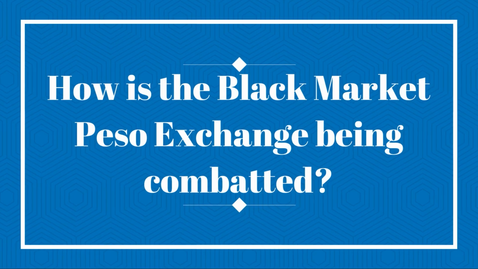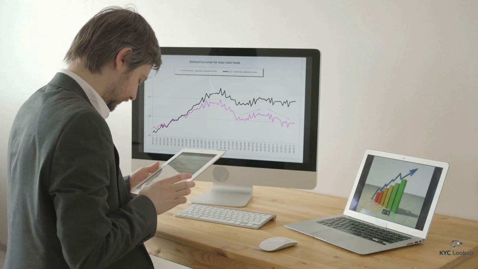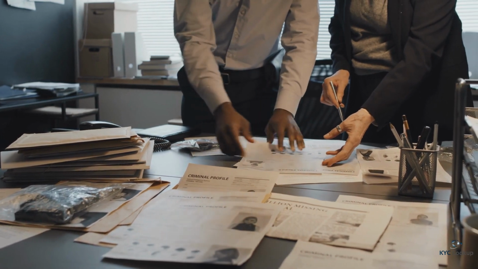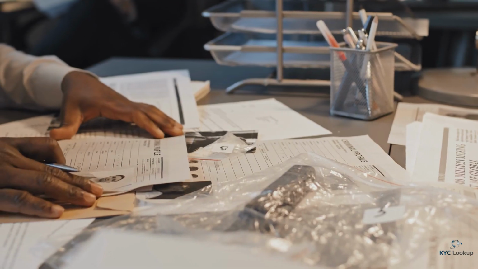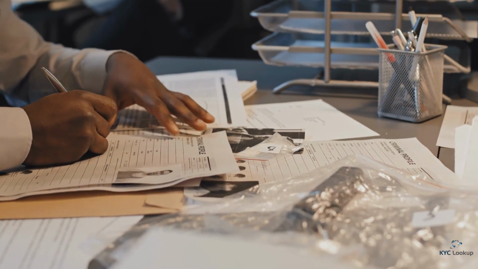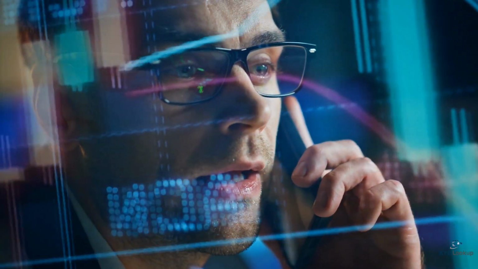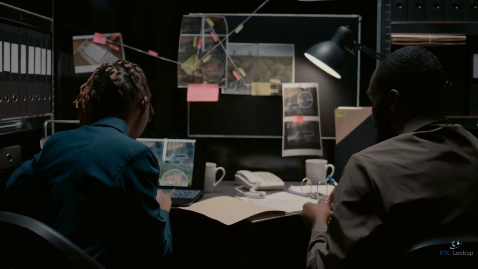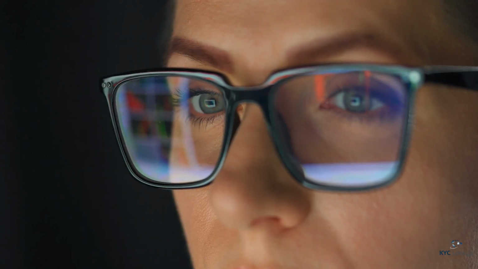How is the Black Market Peso Exchange being combated? Combating the Black Market Peso Exchange, BMPE, requires a multifaceted approach involving collaboration among law enforcement agencies, financial institutions, regulatory authorities, and international partners. Here are several key strategies used to combat the BMPE. Enhanced regulatory oversight. Strengthening anti-money laundering, AML, and counter-financing of terrorism, CFT, regulations to detect and prevent illicit financial activities associated with the BMPE. This includes implementing robust customer due diligence measures, transaction monitoring systems, and suspicious activity reporting requirements.